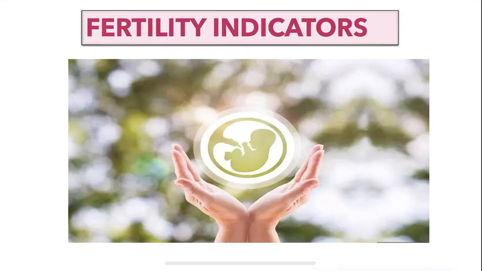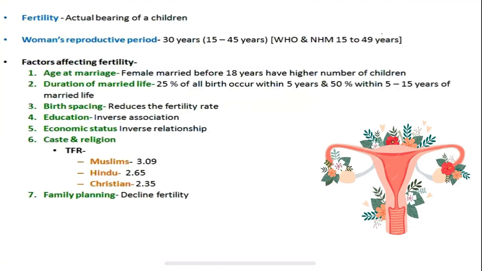Hello everyone, in today's video we are going to discuss the fertility indicators. In the previous video we dealt with various other things, that is the eligible couple, the target couple, couple protection rate, national population policy and so on. Now we'll deal with the fertility indicators and the annual growth rate.